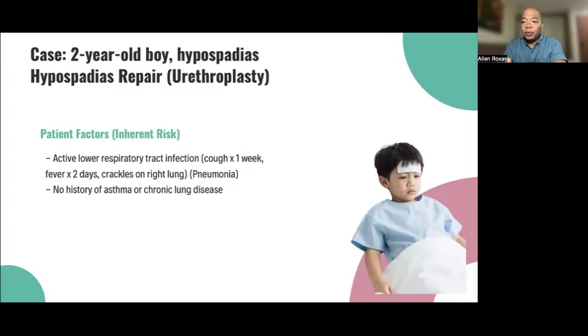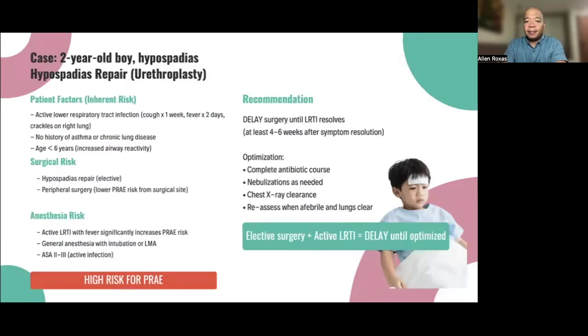Finally, consider a 2-year-old child scheduled for an elective hypospadias repair. On history, the patient has an active lower respiratory tract infection as manifested by cough of 1 week. There's also presence of fever for 2 days. And on physical examination, you were able to appreciate crackles on the right lung. So your impression is pneumonia. There's no history of asthma and chronic lung disease.